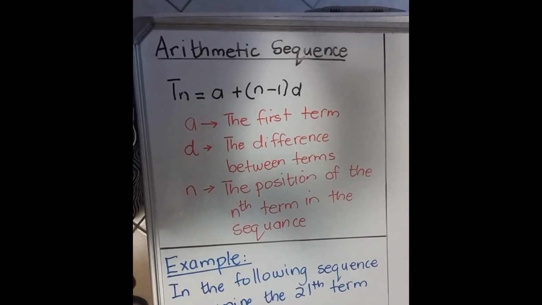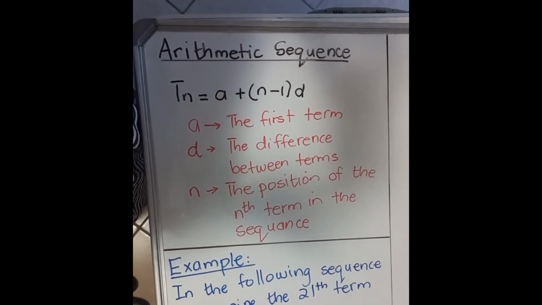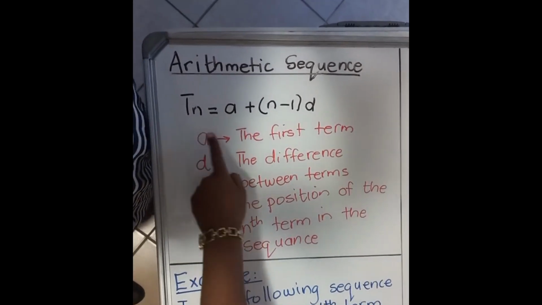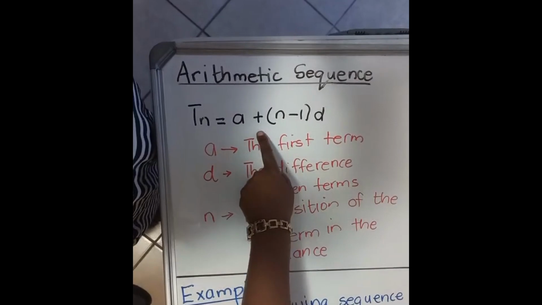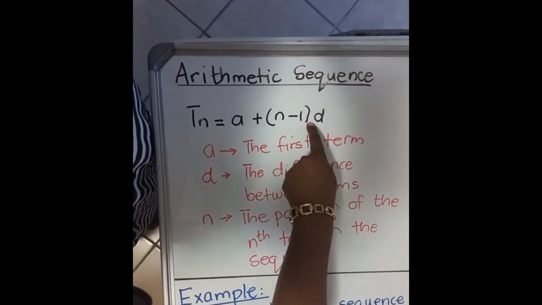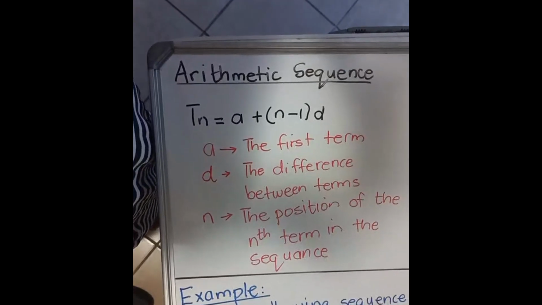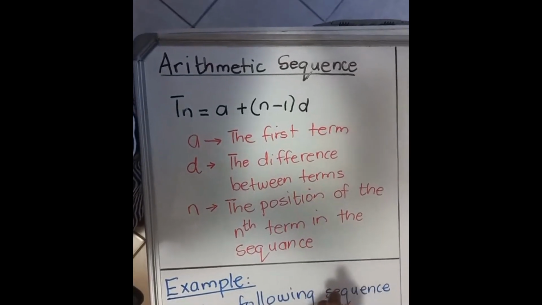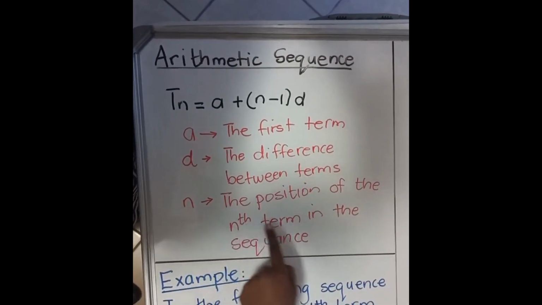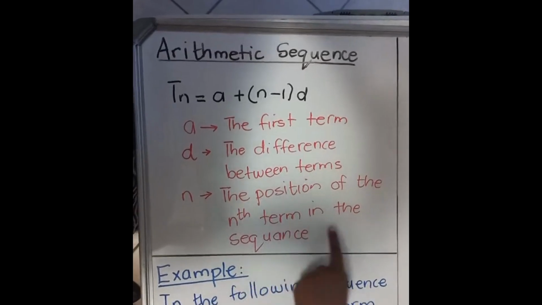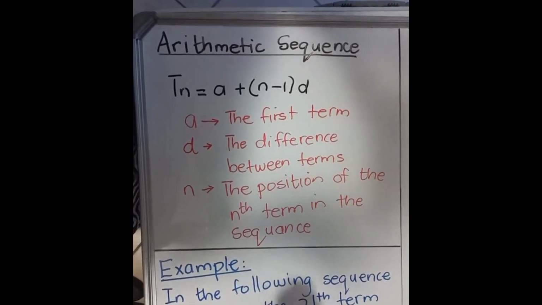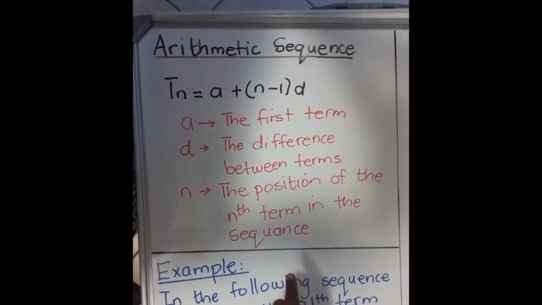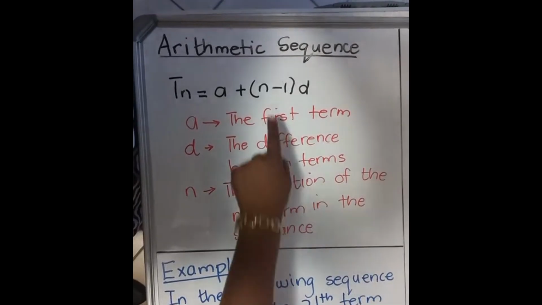In grade 12, they're actually going to give you a formula in the formula sheet. Tn is equal to a plus (n minus 1) times d. Very important, there's a plus there, there's no sign missing. A is the first term. D is the difference between two consecutive terms that follow each other. And n is the position of the nth term in the sequence. So it's not the value of the term, but the position. Is it the first one, the third one, the fifth one, the 10th one? So here you're going to write the position of the term.